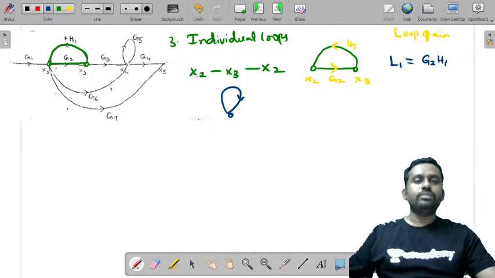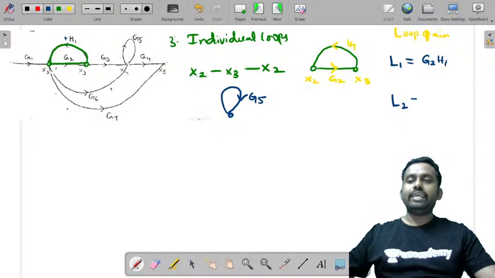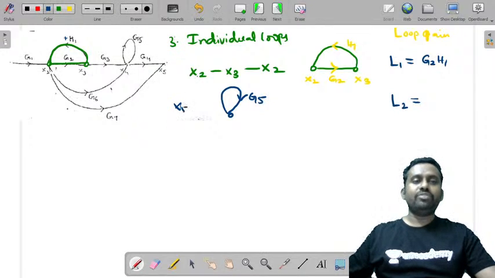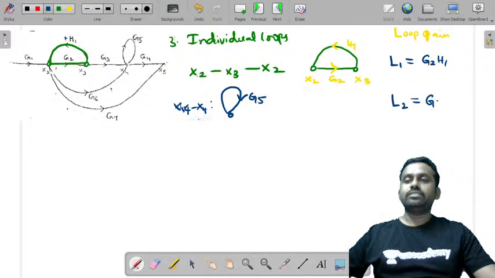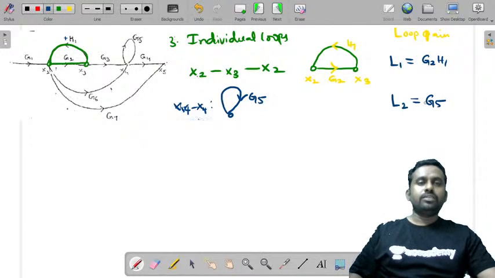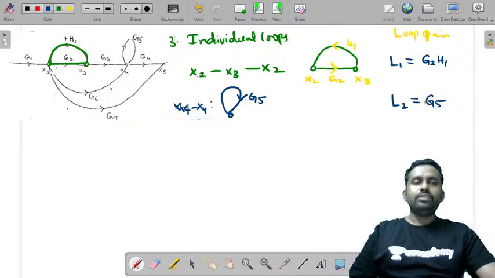So the other one is this one. This is a self loop and its gain is g5. So you can write loop gain L2 as it is on x5 to x4 to x4 directly. So you can write it as g5. So we have written what are the individual loops.